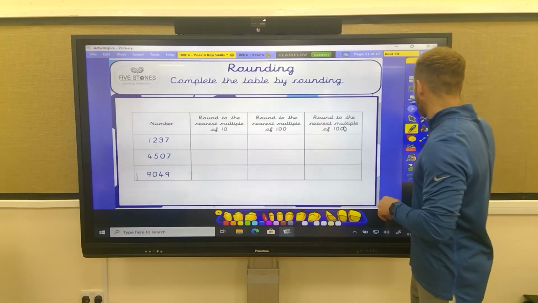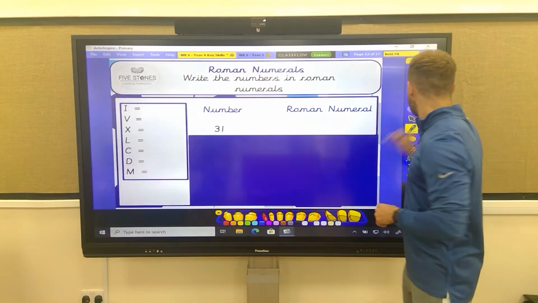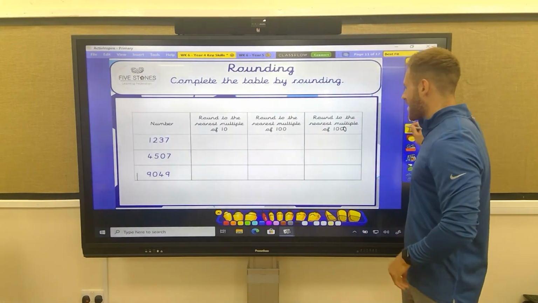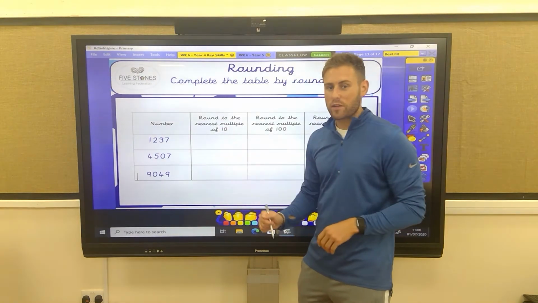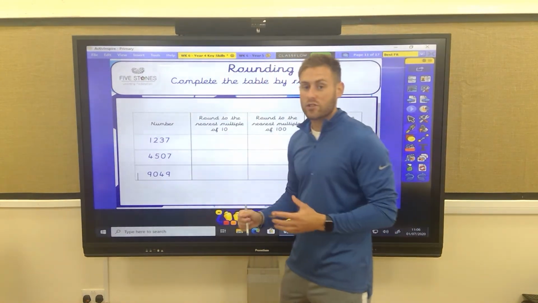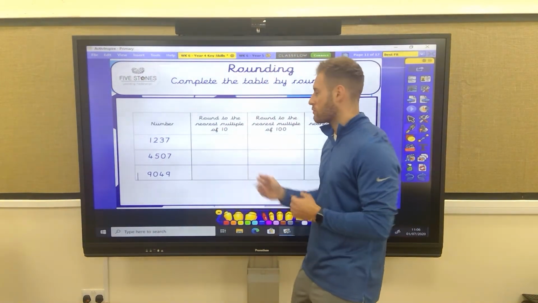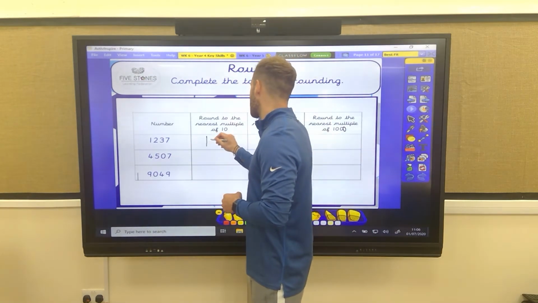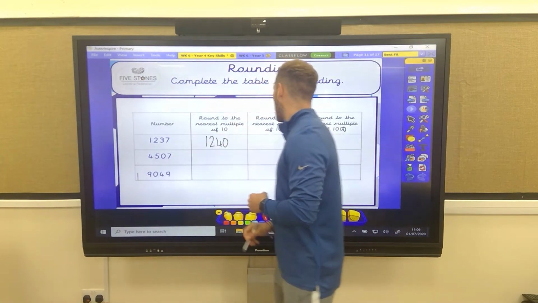Great work. So I'm going to reveal the answers. Let's work them out together. We've got nearest multiple of 10, we either have 1,230 or 1,240. The 7 tells us we are closest to 40.